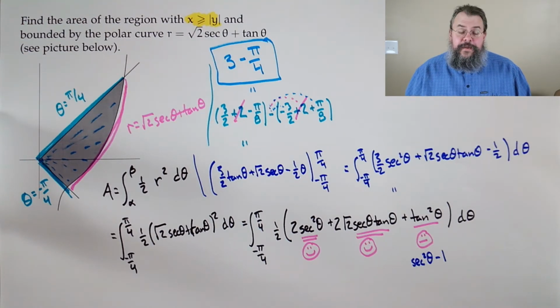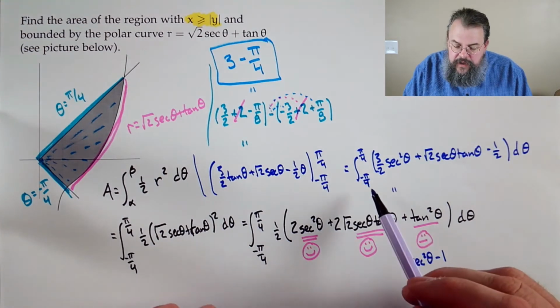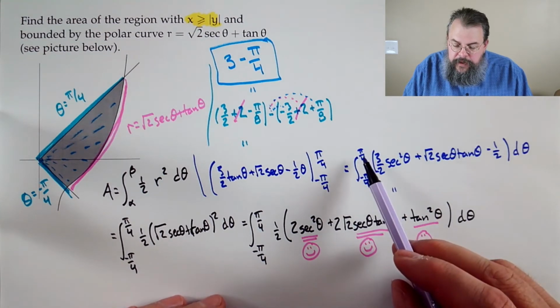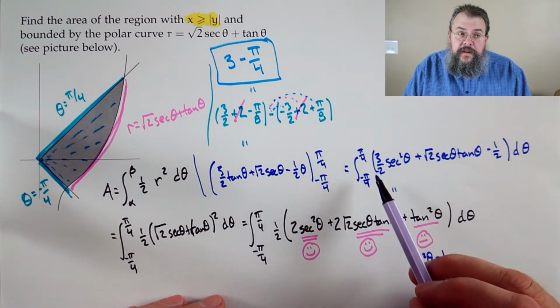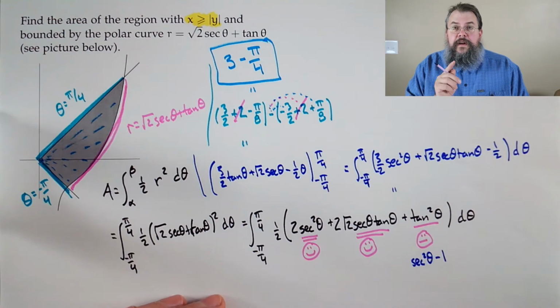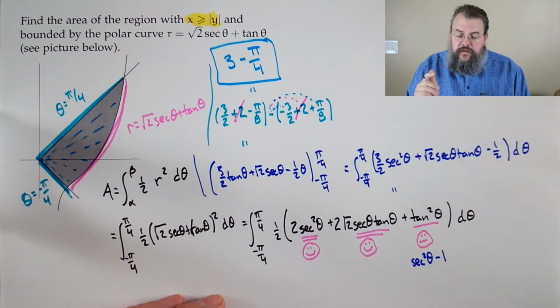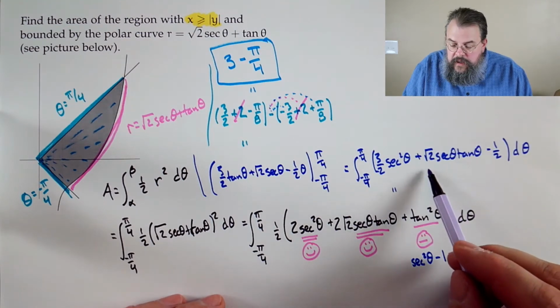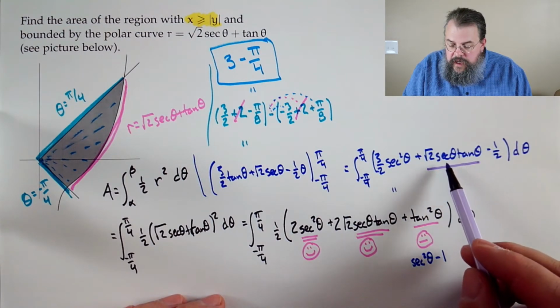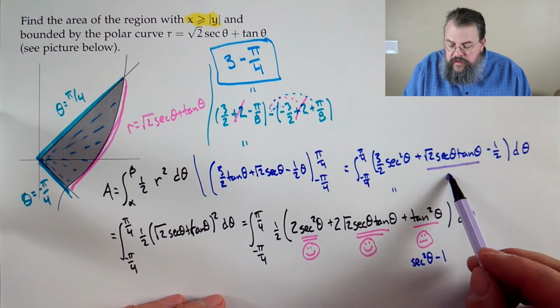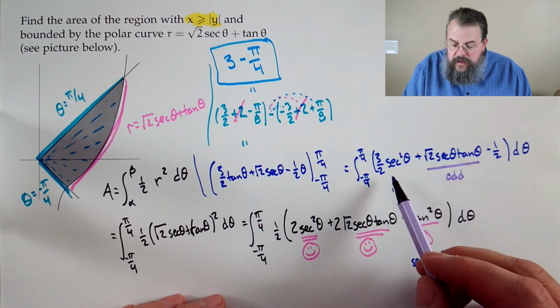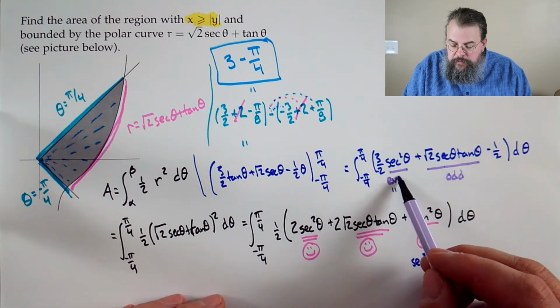And here's the observation to make: look at our bounds. Negative pi over 4 to pi over 4. These are even on both sides, right? We go pi over 4 in one direction, negative pi over 4 in the other direction. So we can look for symmetry. This part, you have an even function times an odd function, which is odd. The other two are even.